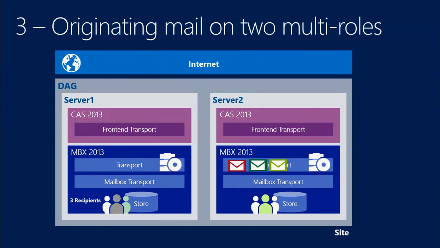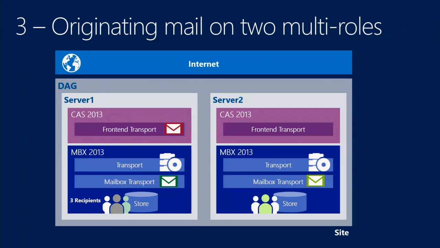The transport service will then deliver those messages accordingly. Since we are within the final delivery group, the transport service is simply going to submit those messages to the mailbox transport process that is local to the active database copy for those particular recipients. So we submit it to the mailbox transport service on server 1 and server 2.